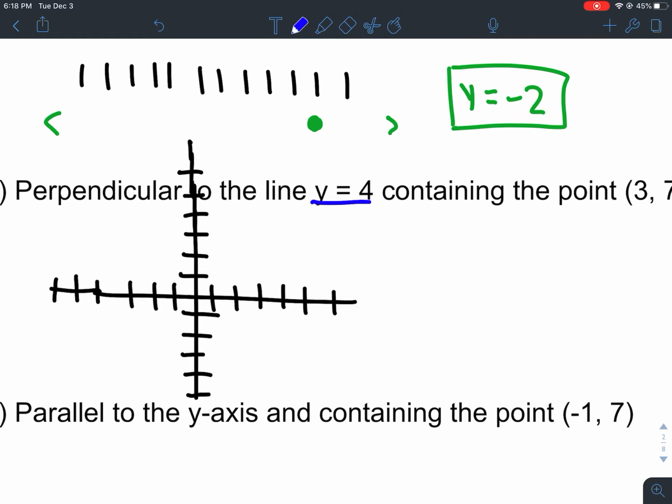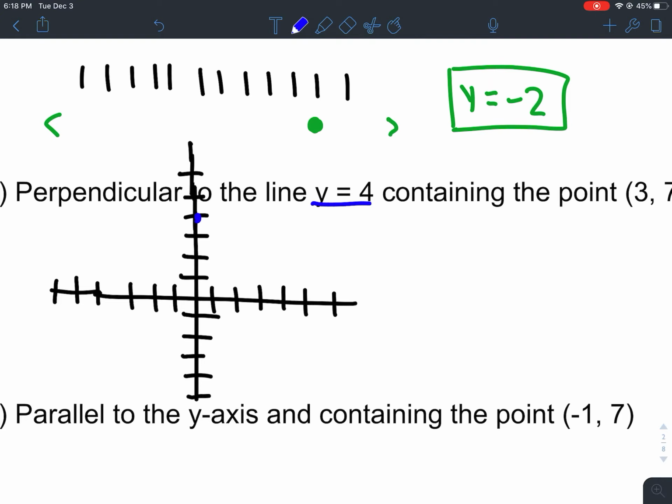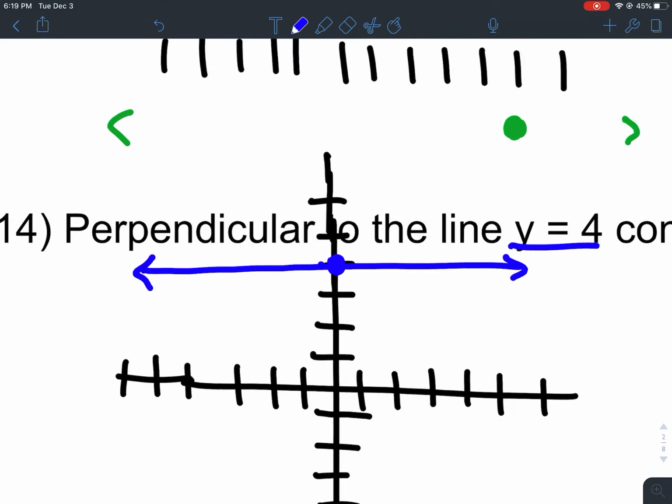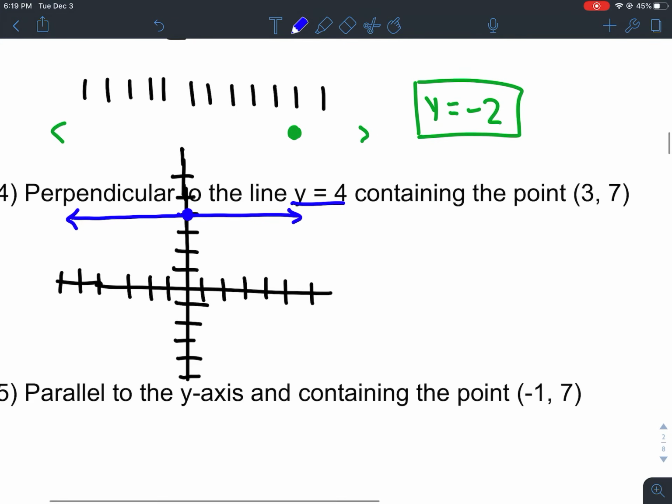Y equals 4 is going to be on the y-axis, okay? And then you're going to make a point at +4. Okay, y equals 4 is on the y-axis. And then do you see how that tick mark goes side to side? You're going to draw a line that goes side to side on it. Y equals 4. It's a horizontal line. Okay, then you want to plot the point 3, 7.